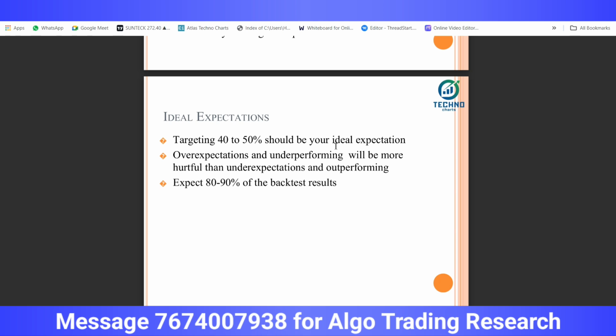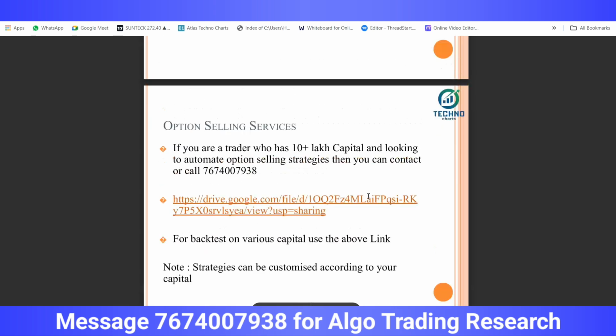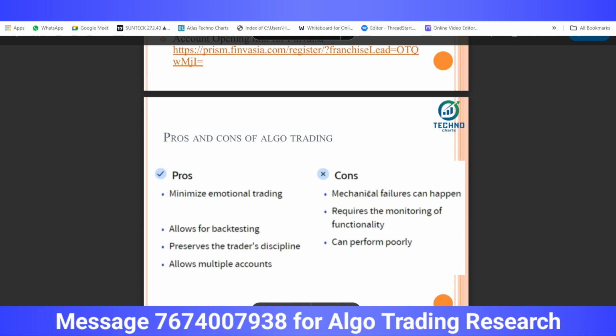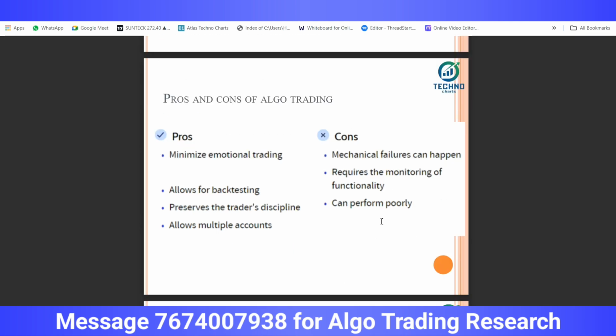Over expectation and underperforming will be more hurtful than under expectation. Expect 80 to 90% of backtest result in the live. This is the reality I would suggest everyone. So this is the ideal expectation that you should have whenever you are starting your algo trading journey.